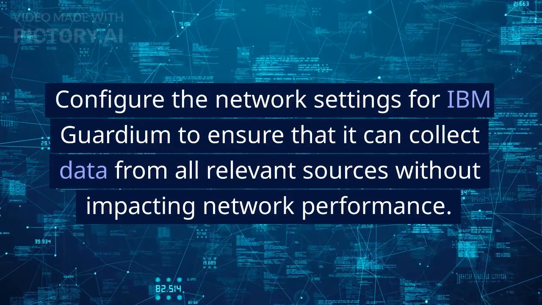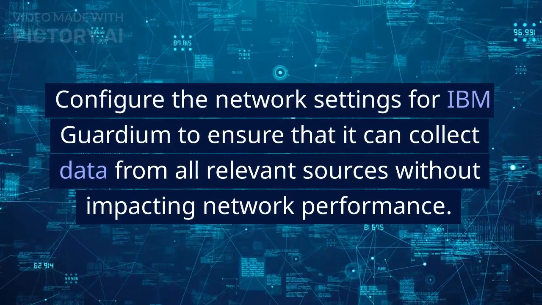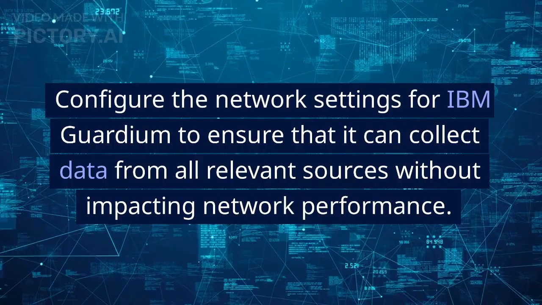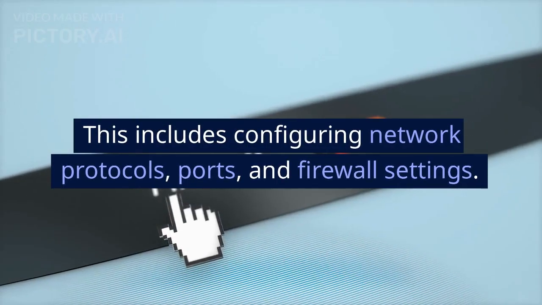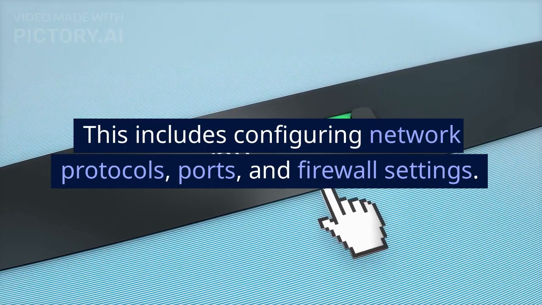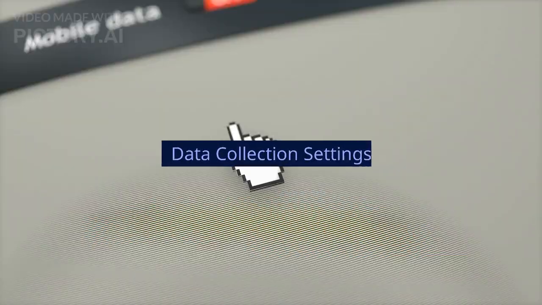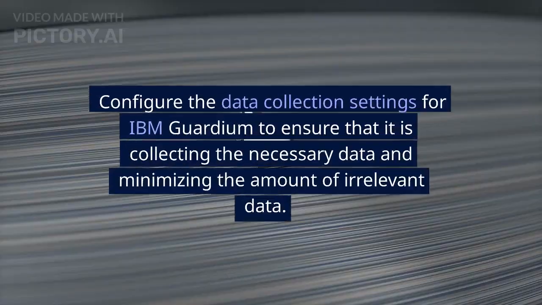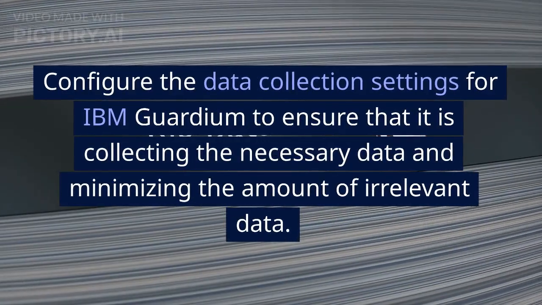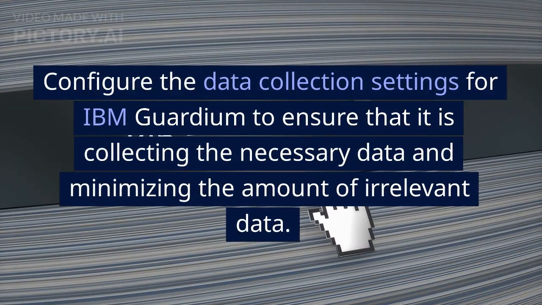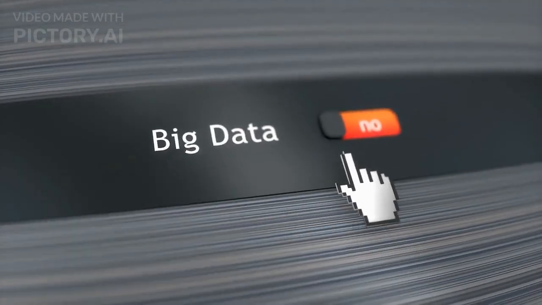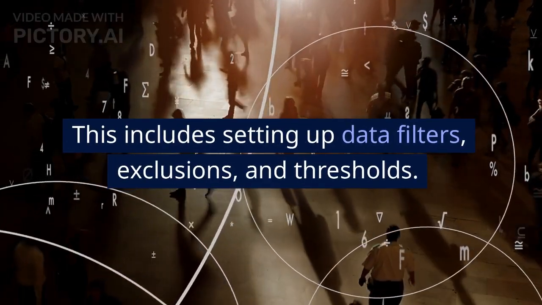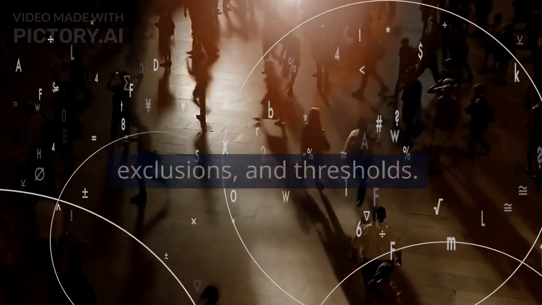Configure the network settings for IBM Guardium to ensure that it can collect data from all relevant sources without impacting network performance. This includes configuring network protocols, ports, and firewall settings. Data collection settings. Configure the data collection settings for IBM Guardium to ensure that it is collecting the necessary data and minimizing the amount of irrelevant data. This includes setting up data filters, exclusions, and thresholds.